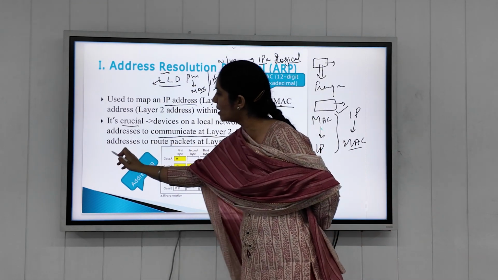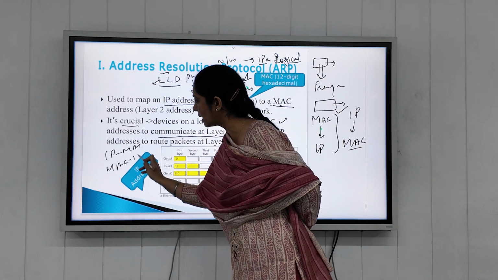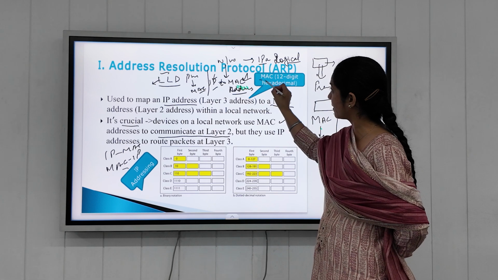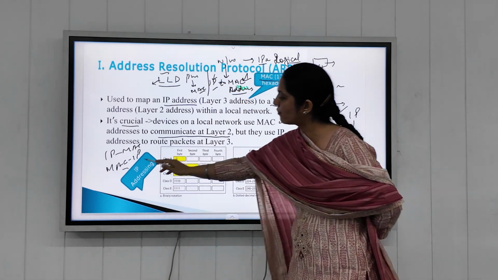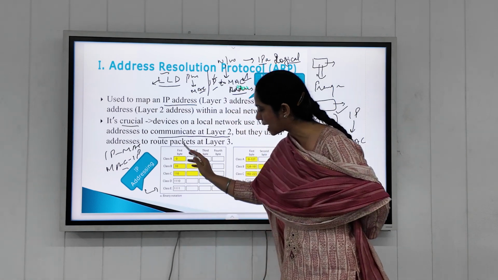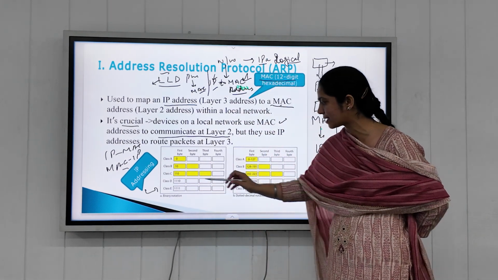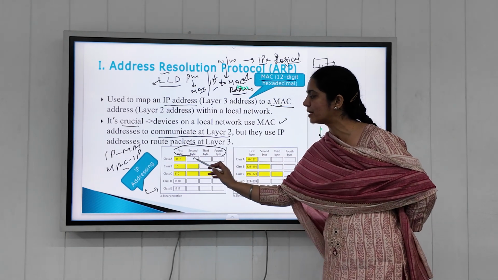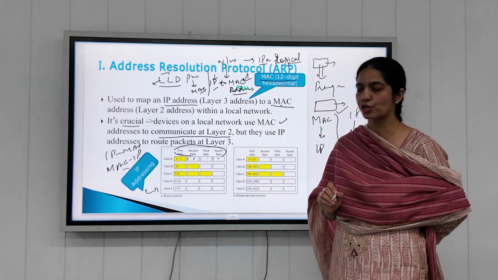So, IP to MAC and MAC to IP. This is a MAC address, which is 12 hexadecimal digits. And if I talk about IP addressing, this is an IP address, which comprises classes A, B, C, D, E, and has a 4-byte combination of 8 bits each, with a dot for separation.